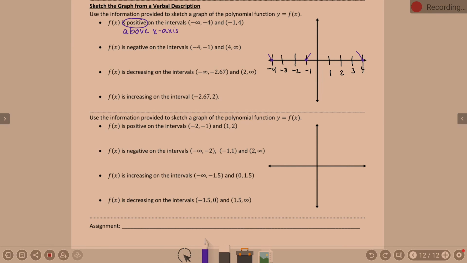Now, if the graph being positive means it's above the x-axis, what does the graph being negative mean? Below. In these intervals, my graph is going to be below the x-axis. So, this should be the other places, right? From -4 to -1, my graph is below the x-axis. And from 4 to infinity, my graph is below the x-axis. That kind of makes sense with what we already have thinking, doesn't it?